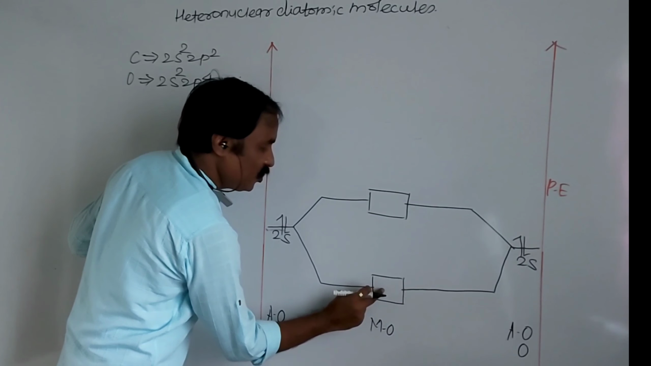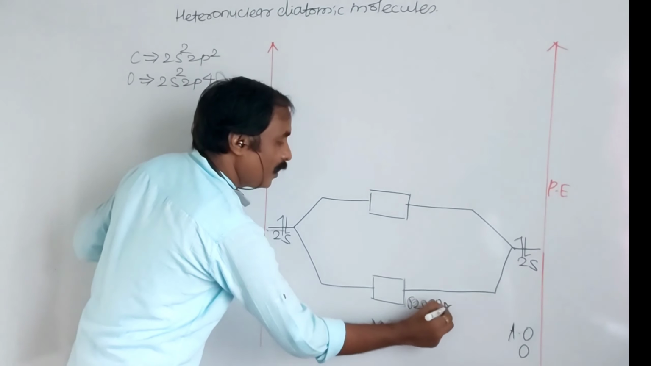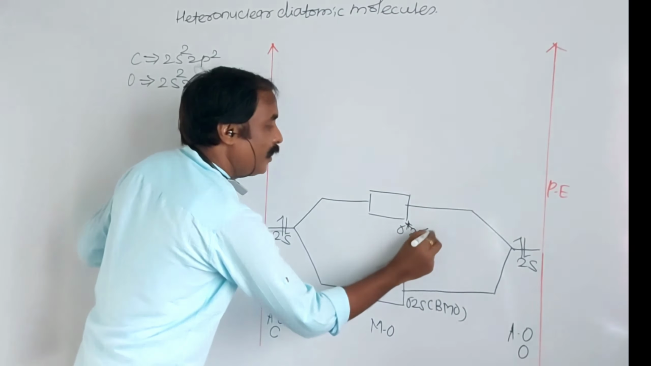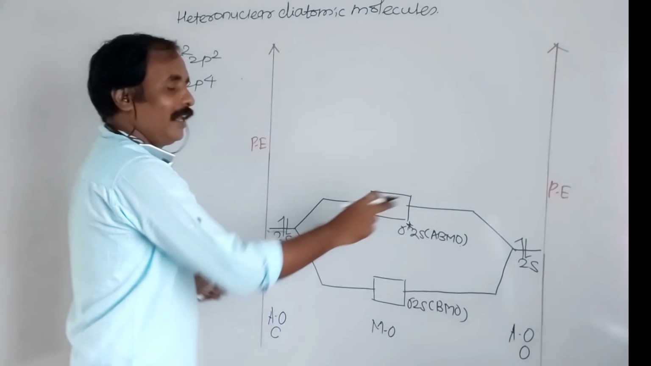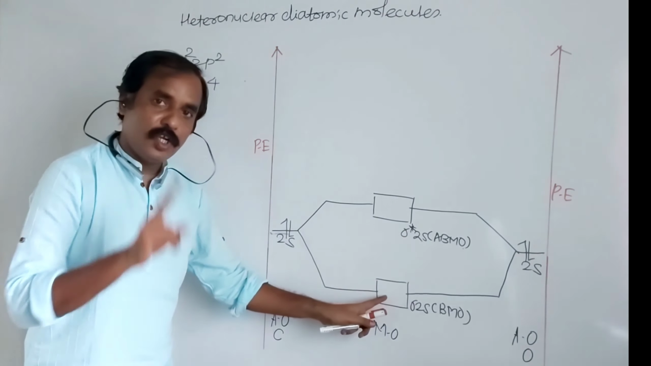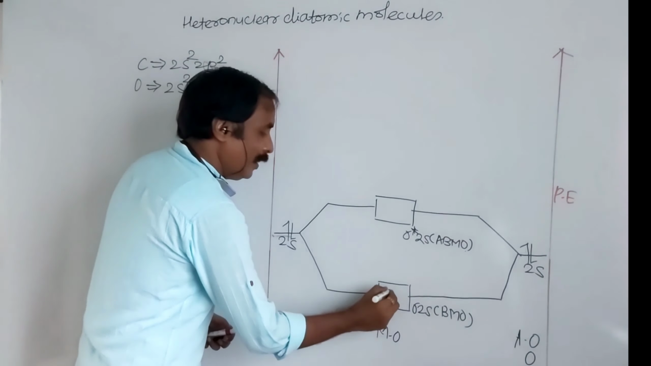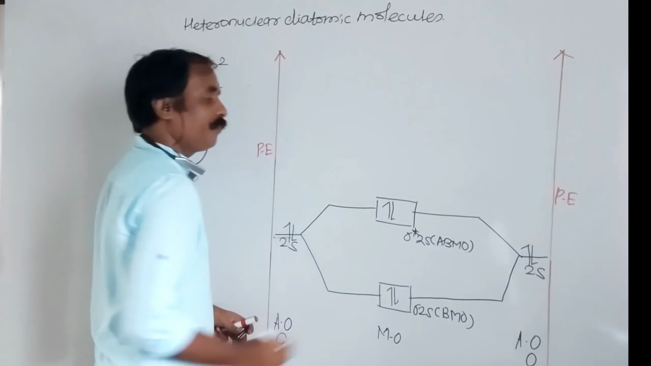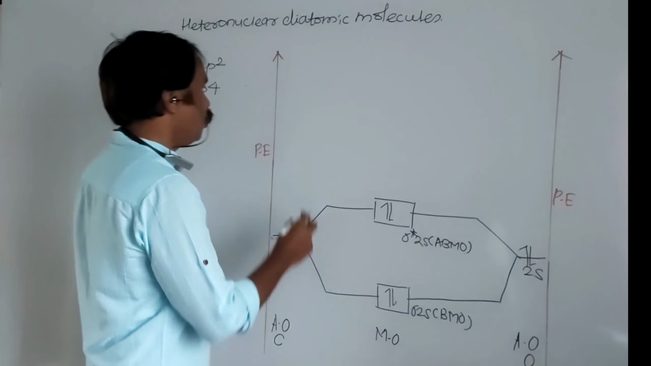Actual bond formation takes place here. This is sigma 2s, the bonding molecular orbital, and this is sigma star 2s, the anti-bonding molecular orbital. How many electrons are available here? 4 electrons are available. The capacity of a molecular orbital is 2 electrons, like atomic orbitals. So out of 4, 2 electrons enter sigma 2s and the remaining enter sigma star 2s. This is about 2s. After 2s there is 2p.